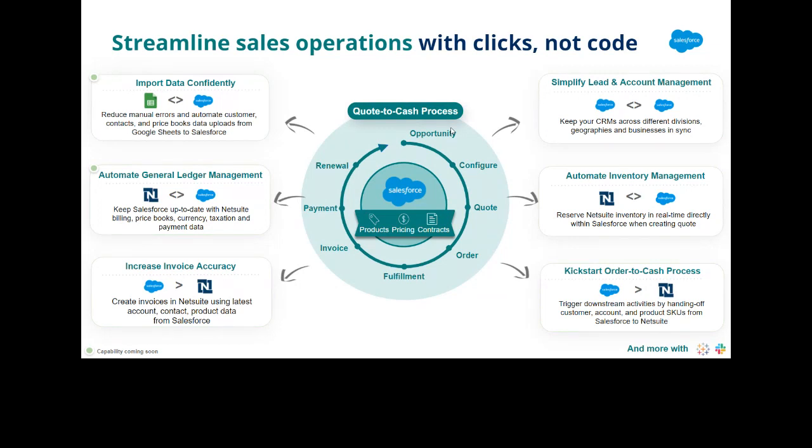Let's just say that system is NetSuite here in my example. And let's just say it's Google Sheets as well, because I know a lot of companies do use Google Sheets to maintain their price book data before uploading it in Salesforce. So let's just take the first one over here, import data confidently, right? So, like I said, it reduces manual errors by automating, and let's just say for price books and other contract data that can be integrated and uploaded into Salesforce very easily. There's a lot of human error mitigated, right, by this.